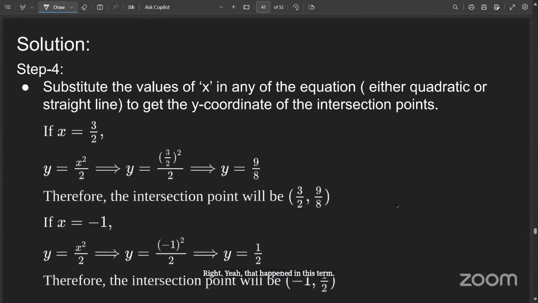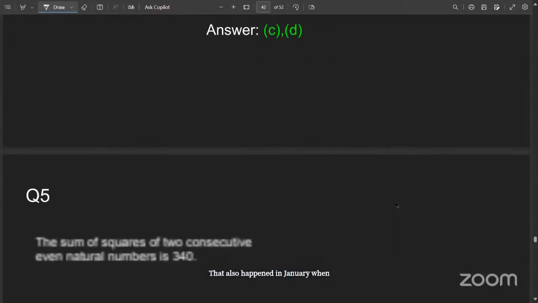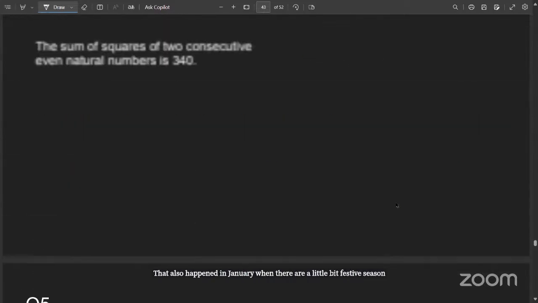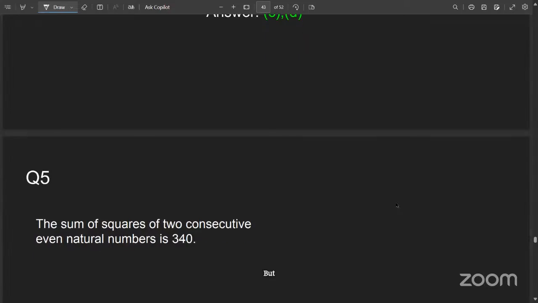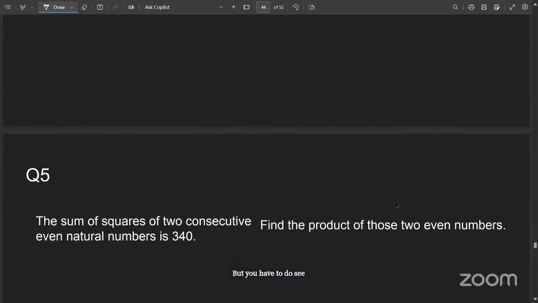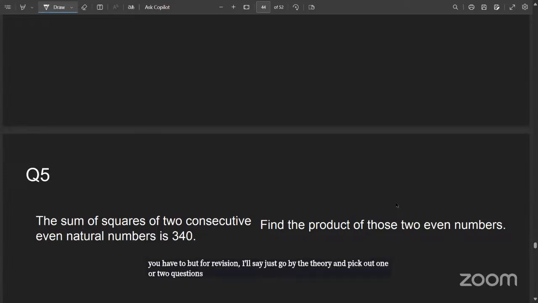Yeah, that happens in this term. That also happens in January when there is a little bit of festive season. But you have to do it. See, that's what I can say. You have to do it if you want to do this course. But for revision, I'll say just go by the theory and pick out one or two questions from every week, so that if you solve these two questions, then you will get all the concepts revised.